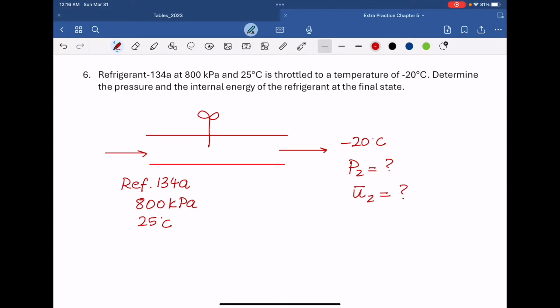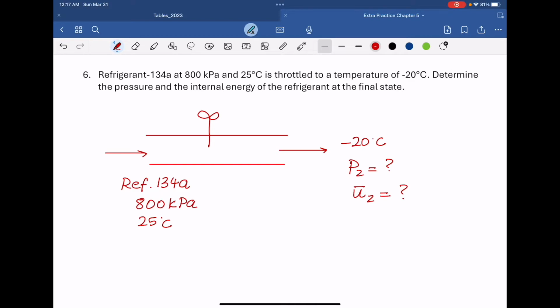Now, with that being said, since they're asking for pressure and internal energy, these are system properties, and we should be able to look at the tables to read those. Before that, let's make our assumptions. In a throttling valve, we know that there is no work interaction and no heat interactions unless those are stated by the problem. It is safe to assume no work interaction, no heat interaction, only mass is getting in and out in one single stream.